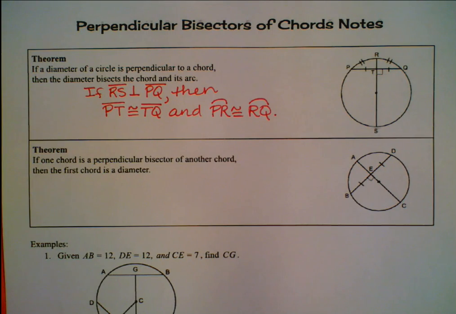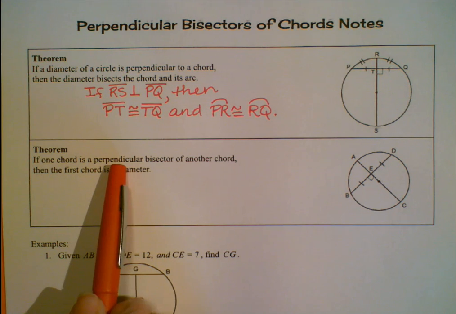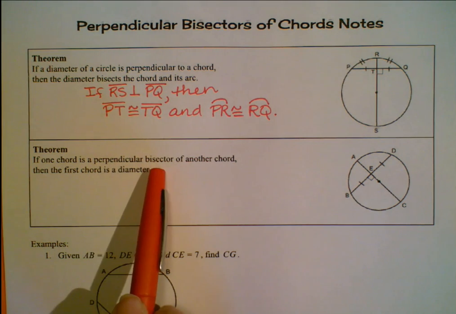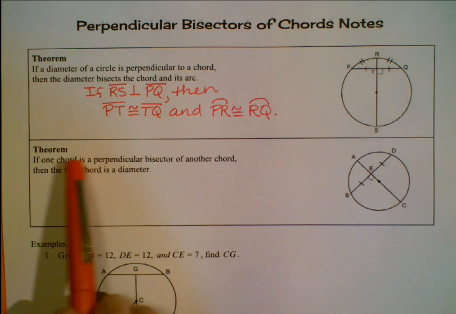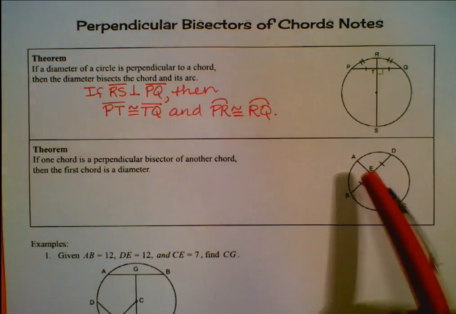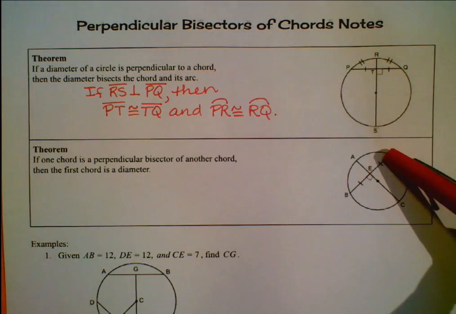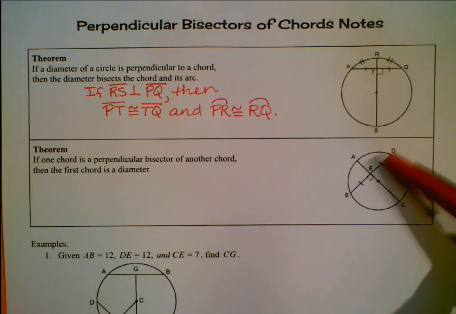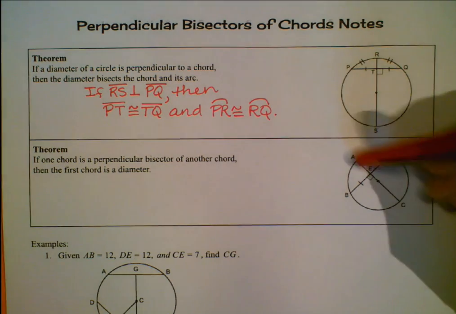All right, the second theorem: if one chord is a perpendicular bisector of another. Now remember what perpendicular bisector means. These 2 chords have to be perpendicular to one another, and one of them is being split into 2 congruent parts. So if one chord is a perpendicular bisector of another chord, here chord AC is a perpendicular bisector of chord BD, then the first chord is a diameter. So segment AC in this case must be a diameter.